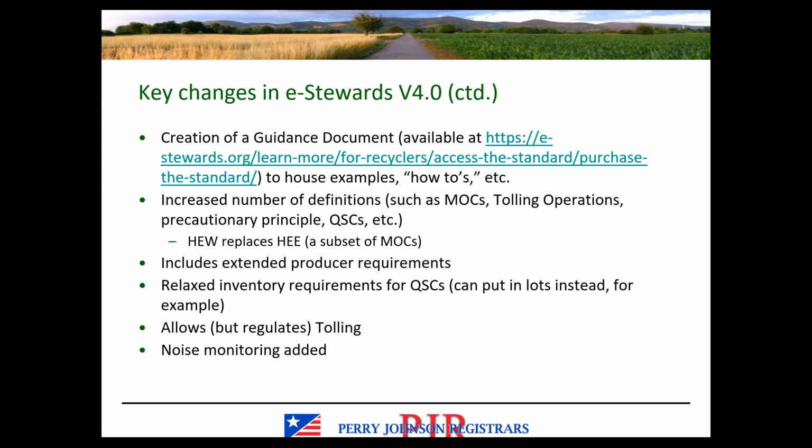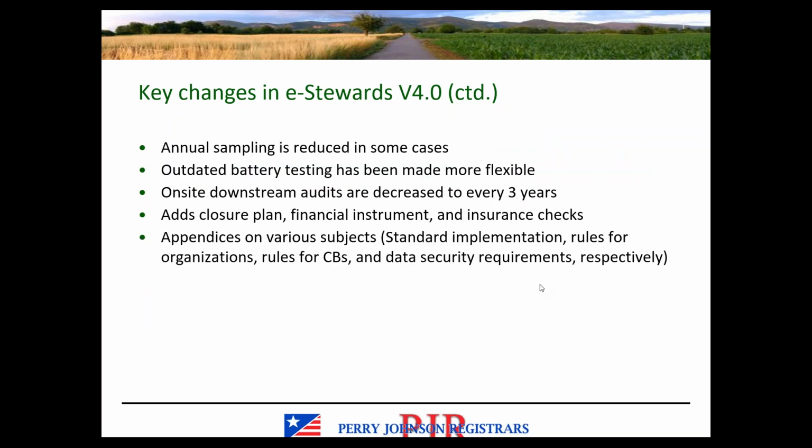Another key change is that version 4 allows tolling, although it does regulate that process and define that process and provide control requirements for tolling, and adds noise monitoring requirements. In some cases, in version 4, annual sampling is reduced. The outdated battery testing has been made more flexible. The on-site downstream audits that were previously required every 2 years have been decreased to every 3 years.